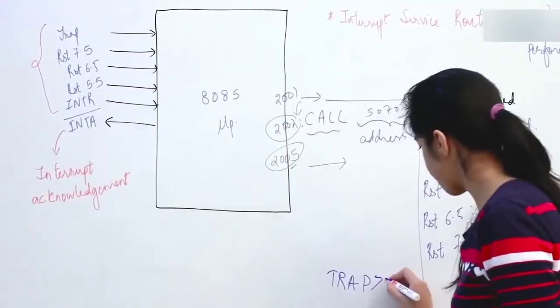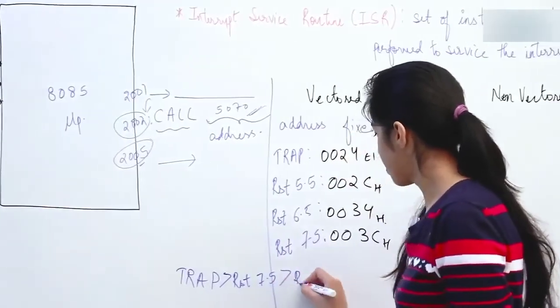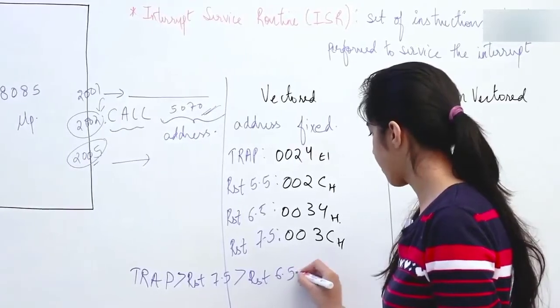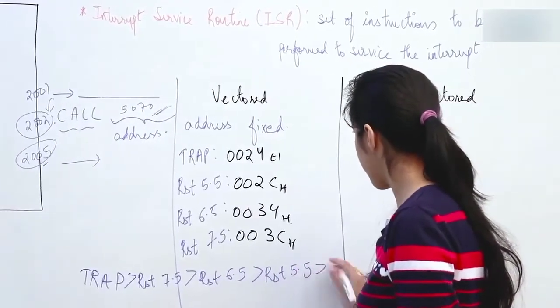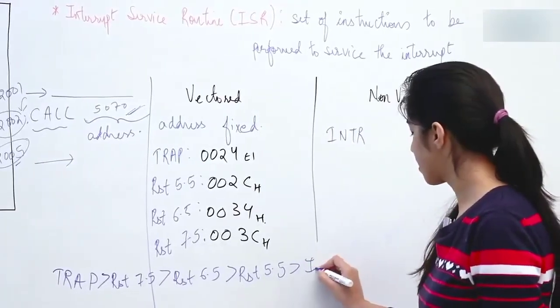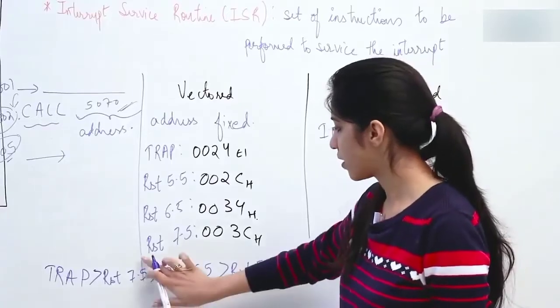Then next is RST 7.5, then RST 6.5, then RST 5.5, and INTR is the least priority interrupt.